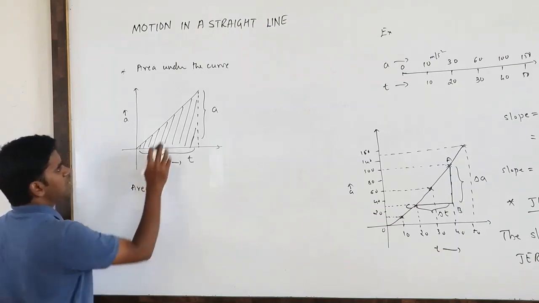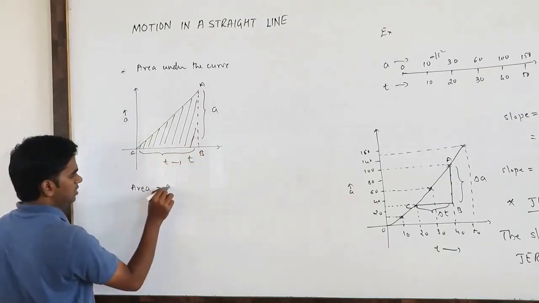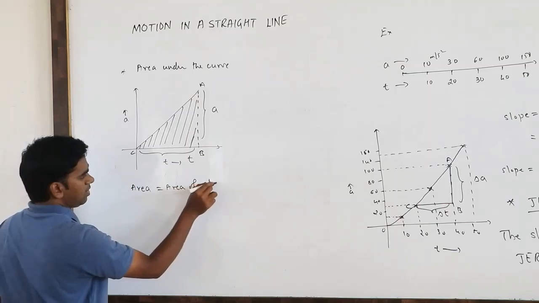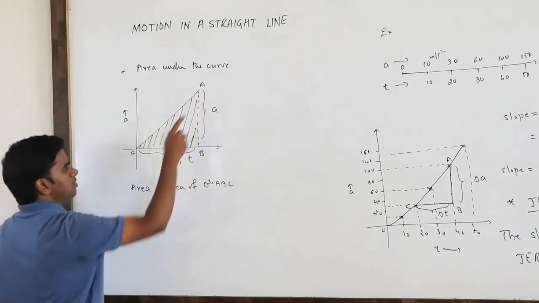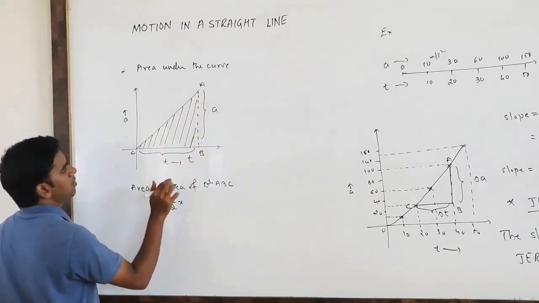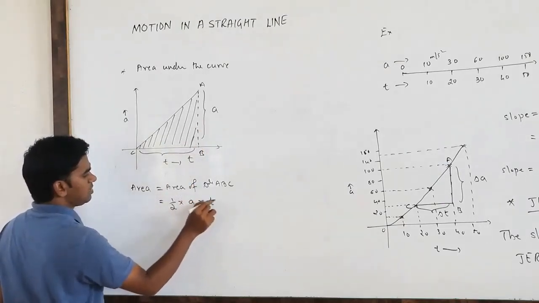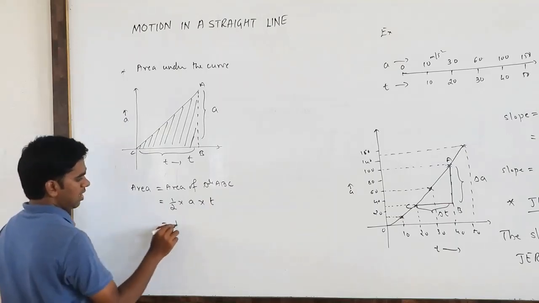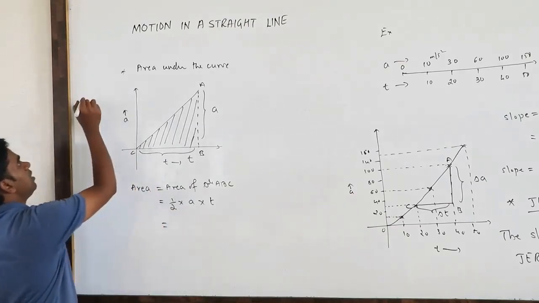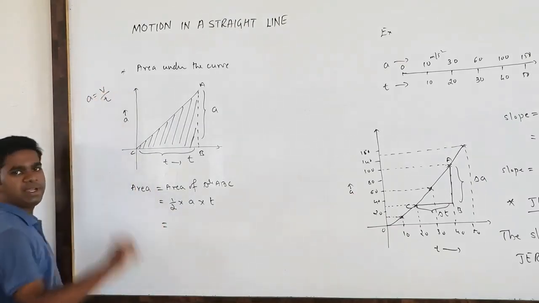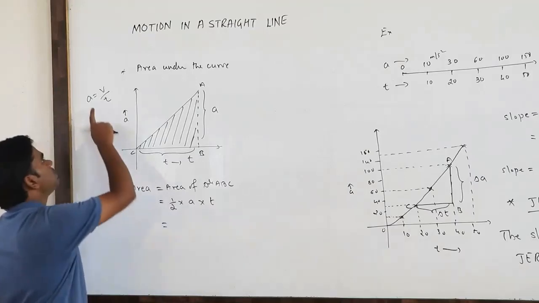If I calculate the area under the curve, it is nothing but the area of triangle ABC. What is the area of triangle ABC? It is half into height into base. Height is A and base is time. Half is a constant, no need to worry about that, I will not consider it. Can you write acceleration A equals velocity divided by time? Because acceleration is the rate of change of velocity with respect to time. So A equals V by T.